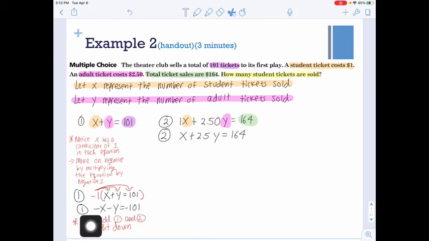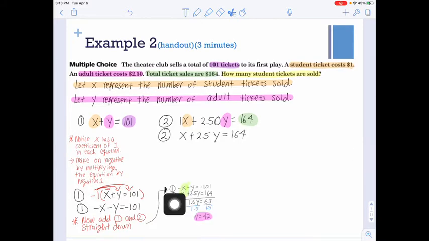Now if we use this new version of equation 1 and our equation 2, we have coefficients of 1 and negative 1 for x, which gives us the same number but opposite signs. So now we can add 1 and 2 straight down. Equation 1 is going to be negative x minus y equals negative 101. Equation 2 is x plus 2.5y equals 164.